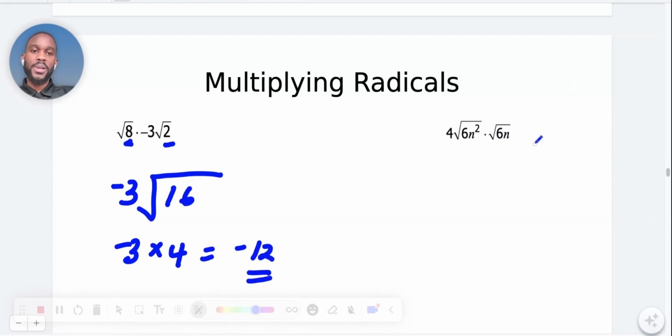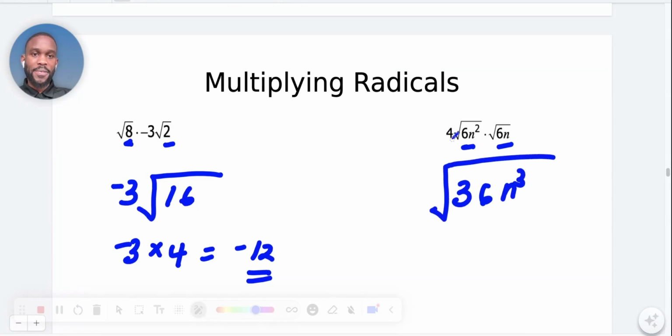What about if we look at this example? Again, we're going to use the same concept. What is inside is 6n squared, and this is 6n. Multiply them together. 6 times 6 gives you 36. N to the second times n gives you n to the third. Keep them inside. 4 times 1 gives you 4. But what is the square root of 36? That is 6. Okay, so the square root of 36 is 6. So 4 times 6 root n to the third.